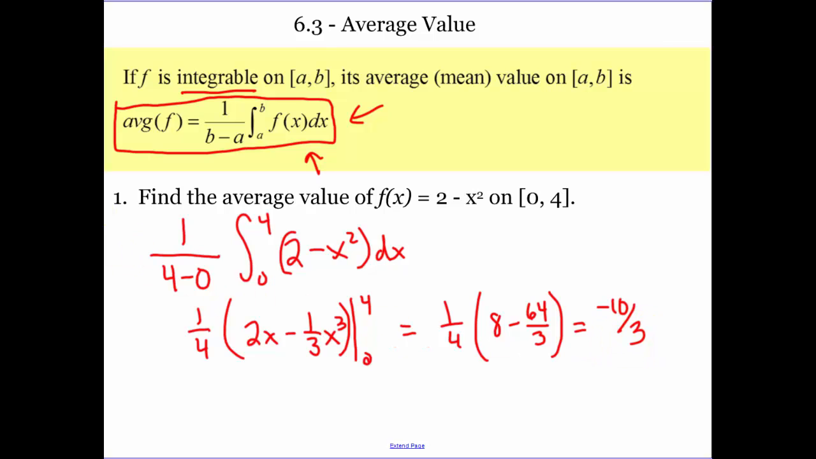And notice how I'm doing this all without a calculator. I realize our book is going to say confirm it with a calculator, or use your calculator. I want you guys to be able to also do this without a calculator.